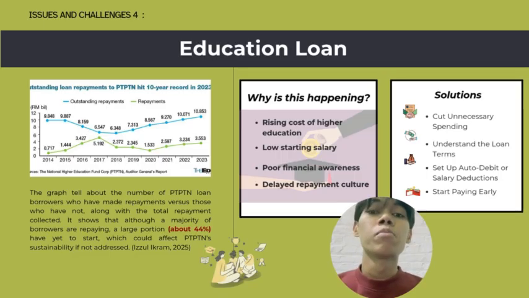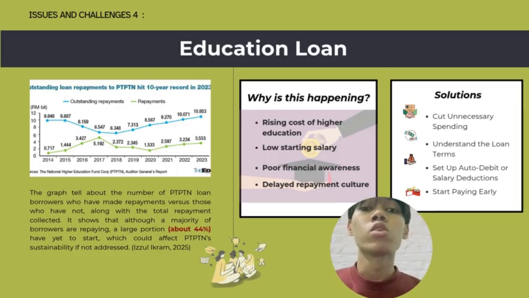The third one is poor financial awareness. Some students take out loans without really understanding what that means. Without this knowledge, it's easy to make mistakes like ignoring emails or thinking they will pay it later, which only worsens the situation. And the last one is delayed repayment culture. There is also a habit among borrowers to delay payment. So, they end up paying more in the end, and the debt feels heavier than it actually is.